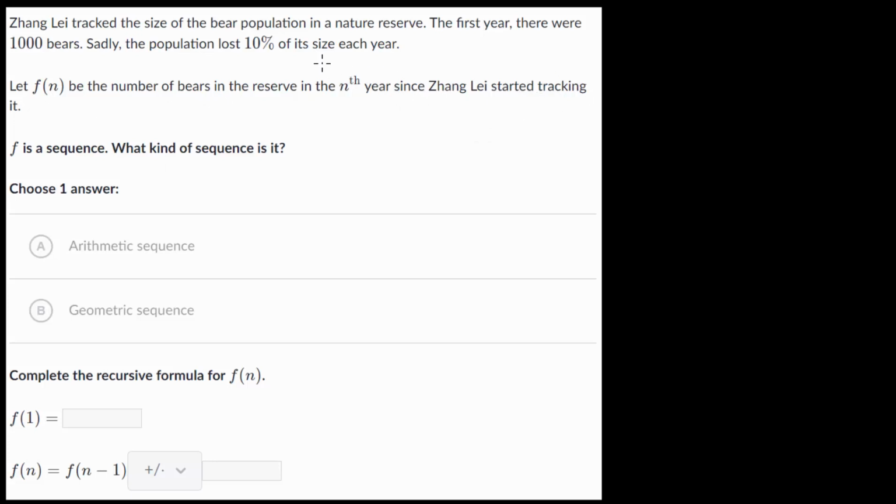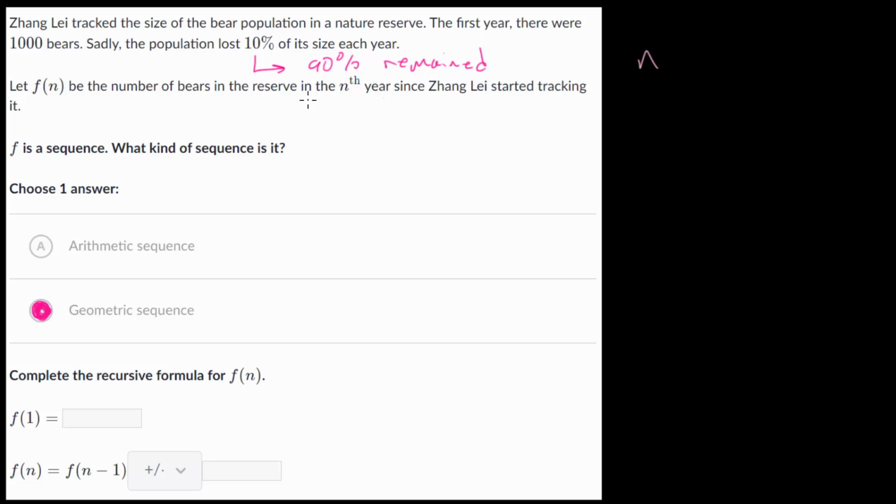So since we're losing a percent amount each year, we are essentially multiplying by a number less than 1. In fact, if we're losing 10% each year, that just means that 90% remained after every year. So we're going to be multiplying by 90% to go from one term to the next. And since we're multiplying, we are again looking at a geometric sequence. And for this one, we need to figure out the recursive formula. But let's first generate what the sequence would look like.